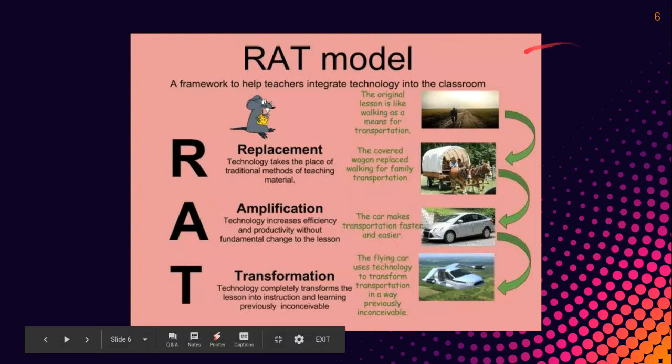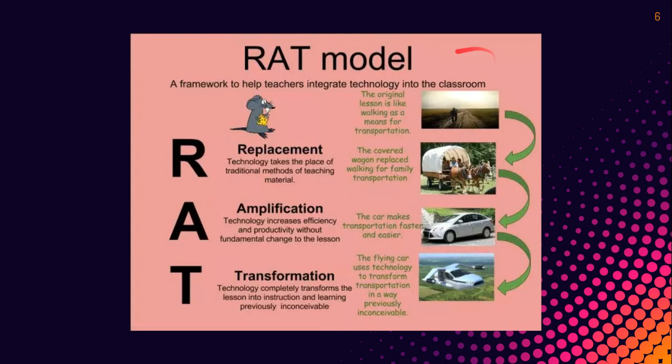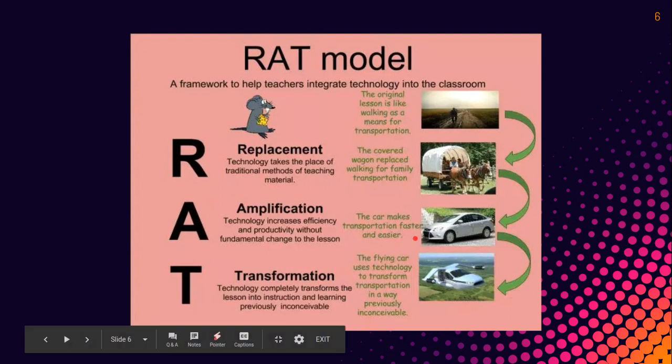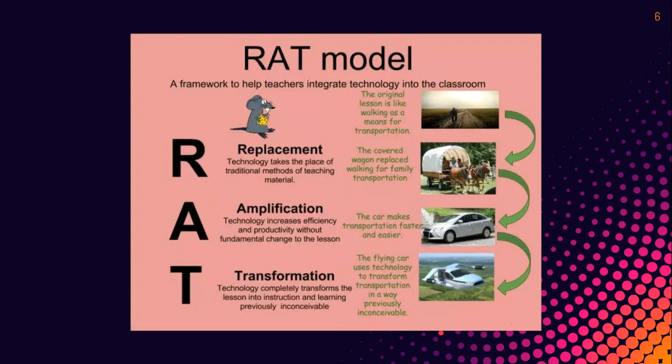I love the example they give for explaining how a RAT model works. So the original lesson is like walking for transportation. You use replacement, and now you're riding in a covered wagon. So you have replaced something basic with something a little more efficient. Through amplification, you take the covered wagon and you add accessories like a motor and tires. Now you have a car. With transformation, you completely change the idea of tech and make a flying car that is based completely on technology. I think this is a great example, but if you're still a little confused, here's a classroom scenario.